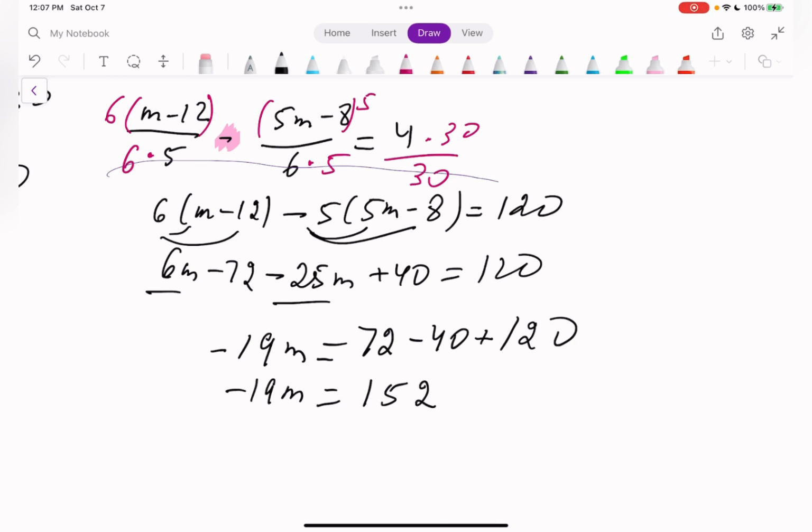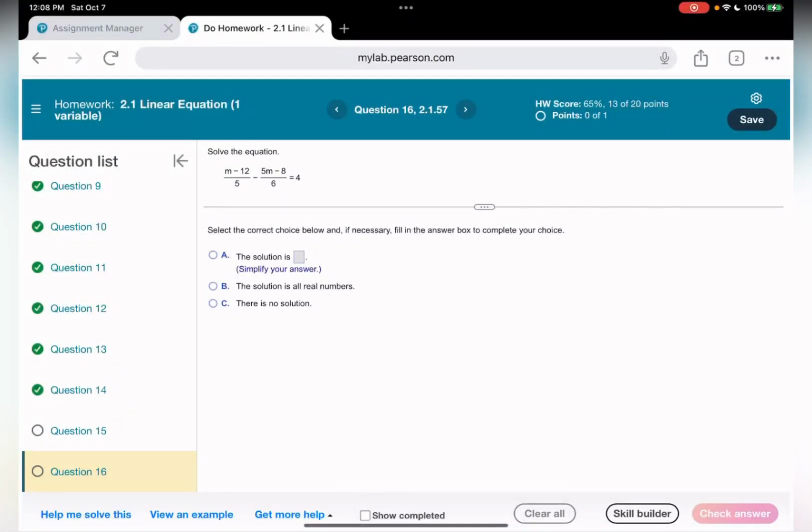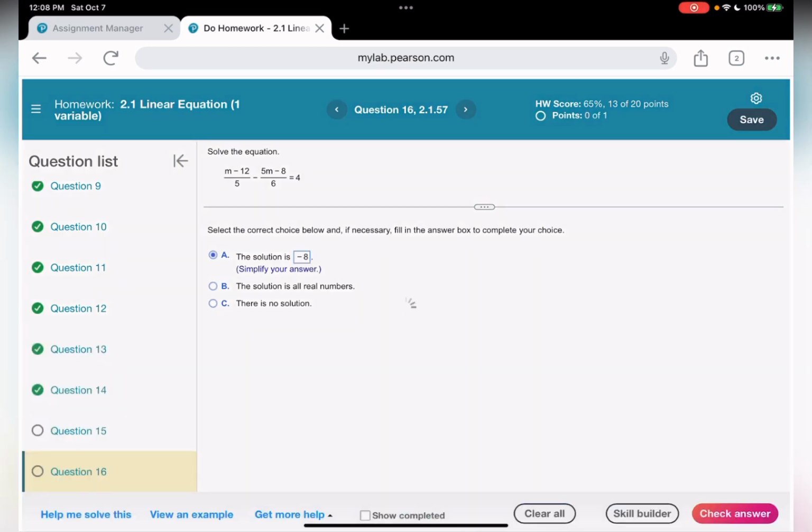So dividing by negative 19 here, negative 19 here. And what do we get? Let me see. I'm getting here 8. m is equal to negative 8, because positive divided by negative. Negative 8.